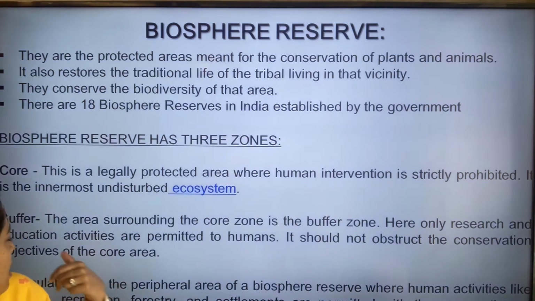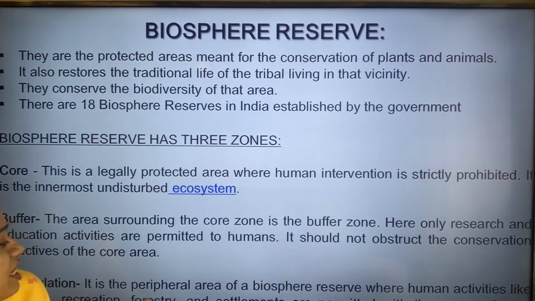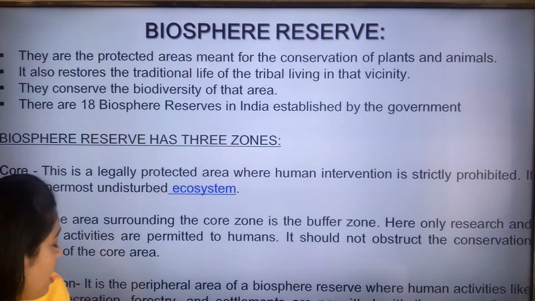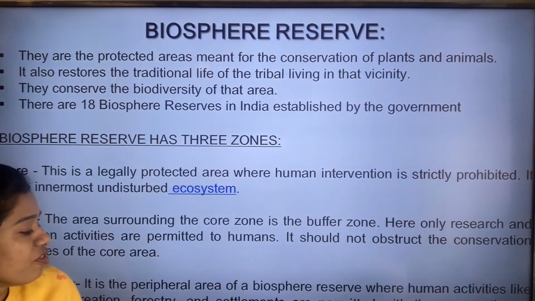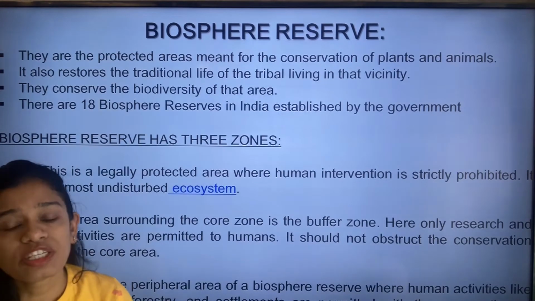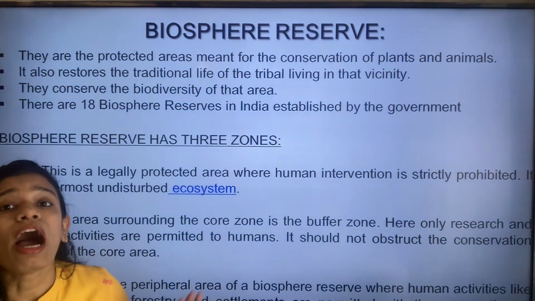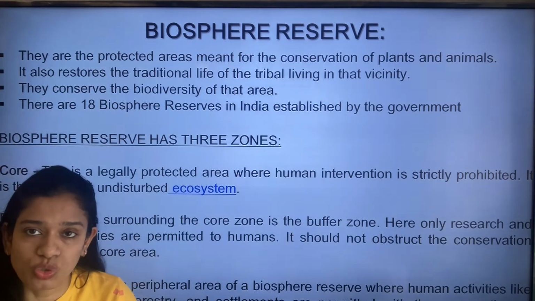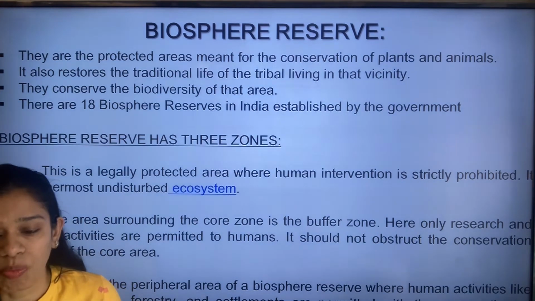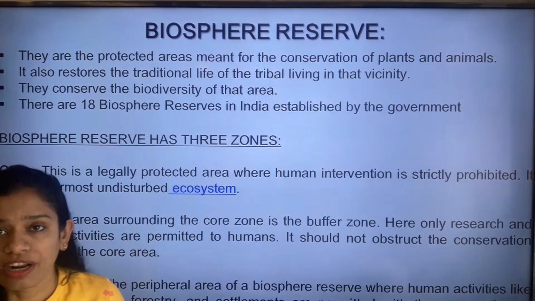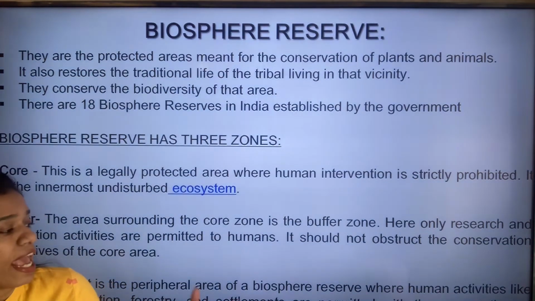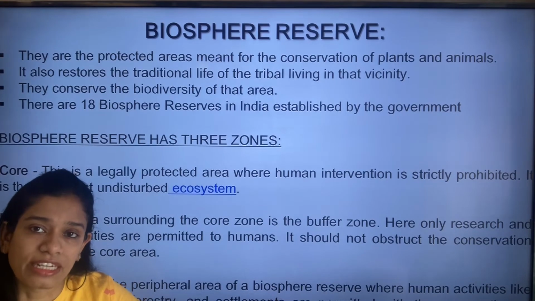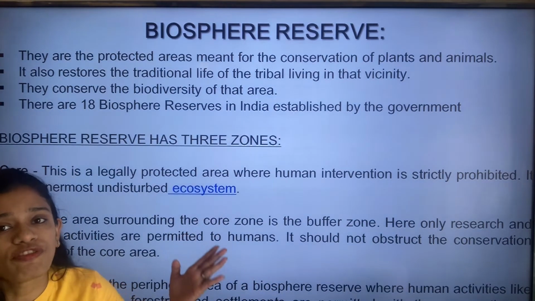And finally is the manipulation zone. It is the peripheral area of the Biosphere Reserve where human activities like cropping, recreation, forestry, settlement, everything is permitted. So this is the outermost area, and here people are allowed to do their agricultural farming like cropping, and even recreation. They are allowed to visit, they are allowed to see, and even people can come and stay in that particular settlement. So these are the 3 zones.